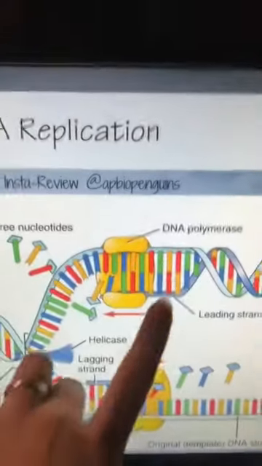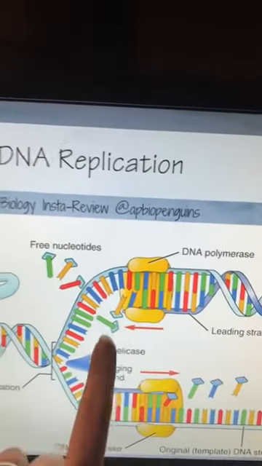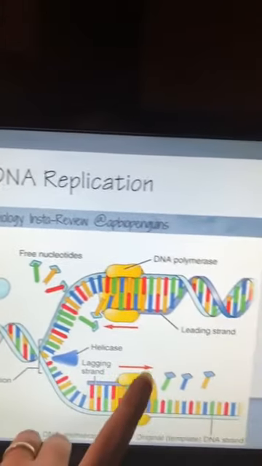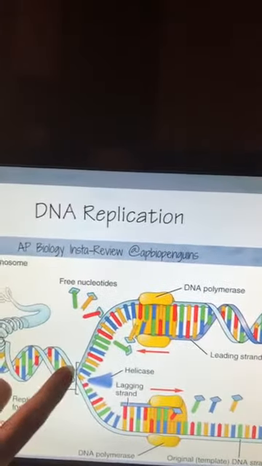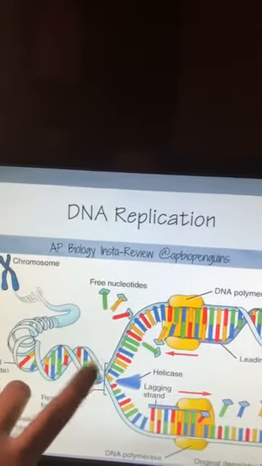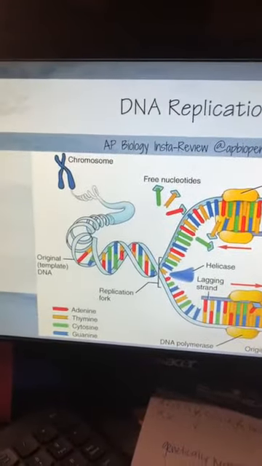So as I said before, the leading strand is going to move continuously toward the replication fork, while the lagging strand is going to be moving discontinuously. We're going to make a strand here. We'll jump back, make another strand. We're going to keep having to go backwards and making new strands backwards.